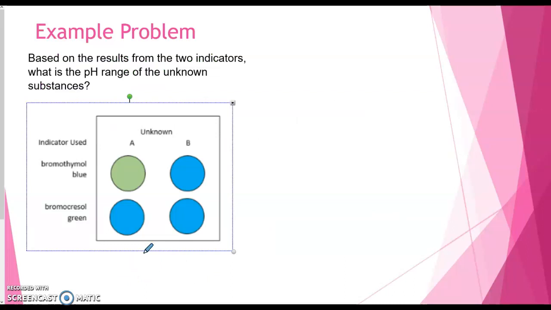So let's look at an example problem here. Based on the results from the two indicators, what is the pH range of the unknown substances? So we have an unknown A and unknown B.